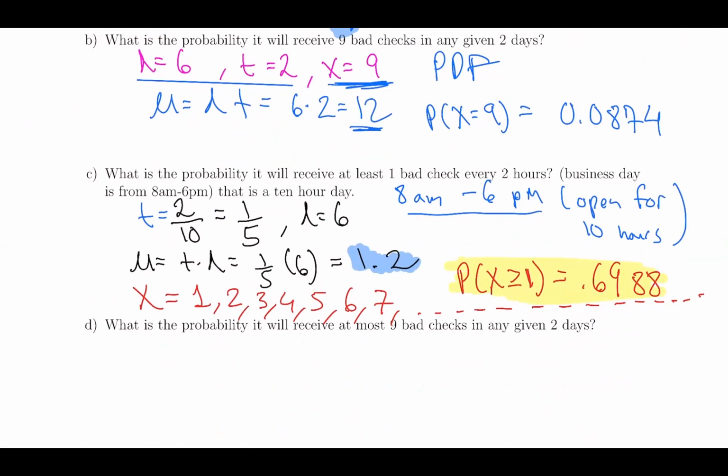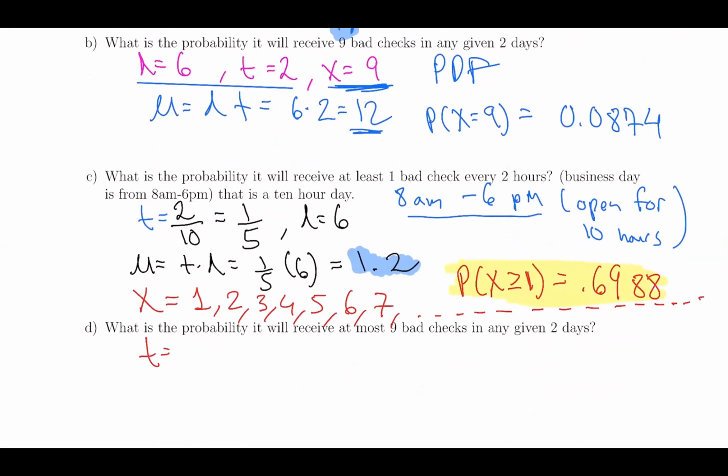So for D, says what is the probability it will receive at most 9 bad checks in any given 2 days? So for this one, how much time has passed? Or for what time period are we doing it for? 2 days. So we'll put t is equal to 2, lambda is equal to 6. So if I want to find mu, mu will be t times lambda, which is just going to be 12.